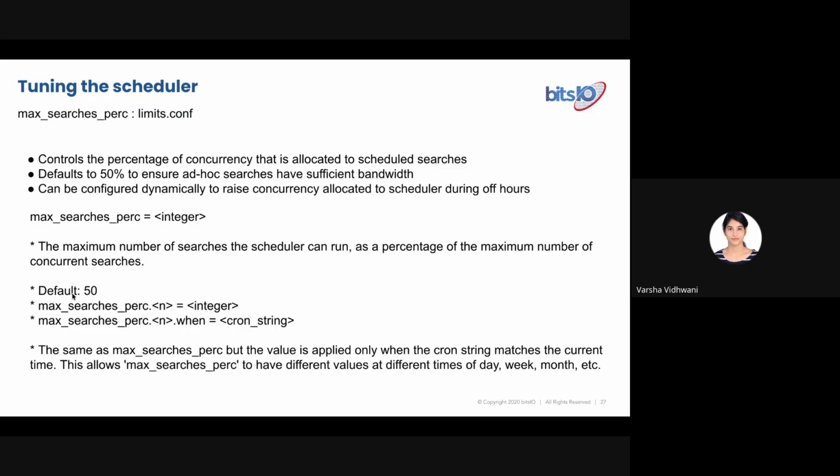So here we have the setting max searches percentage, an integer, which simply defines a percentage of the total search slots reserved for scheduled searches. Again, the default value is 50.